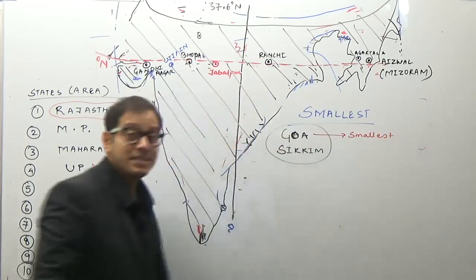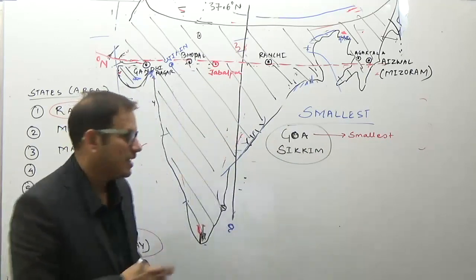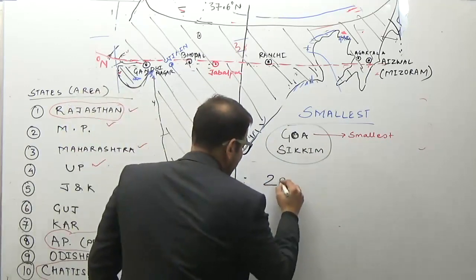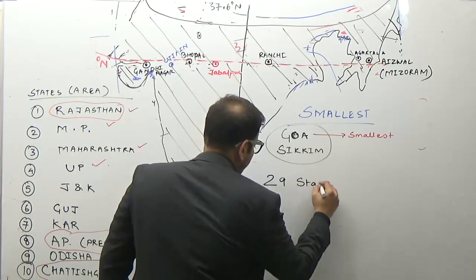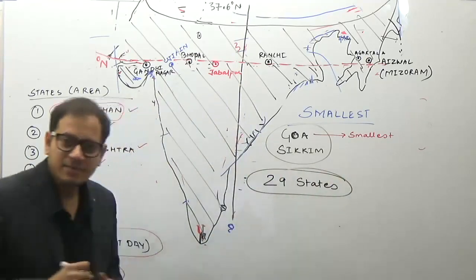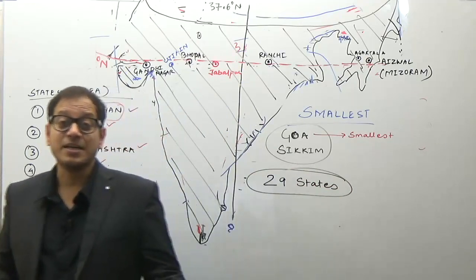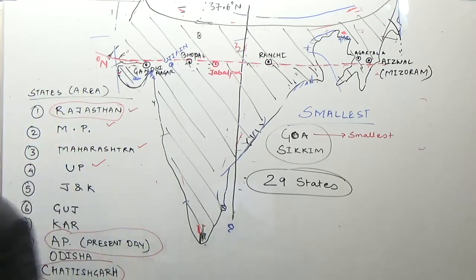So these are the states in India. How many states are there in India? Obviously very simple. There are 29 states in India in total. And how many union territories are there in India? How many union territories do we have in India?